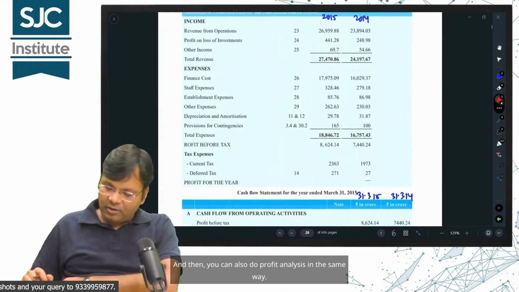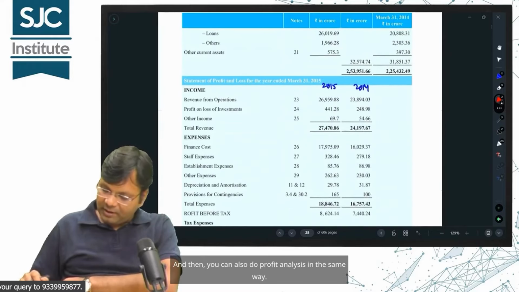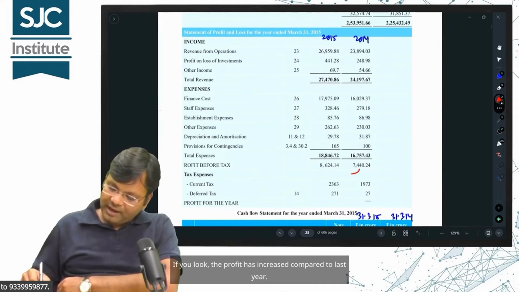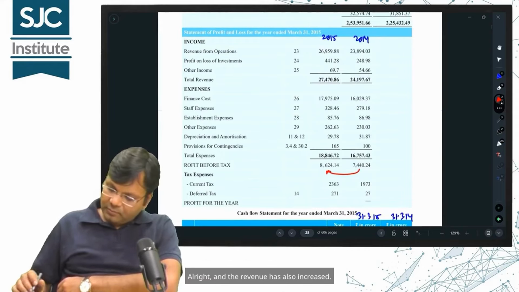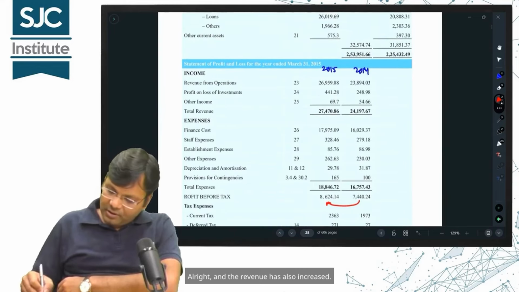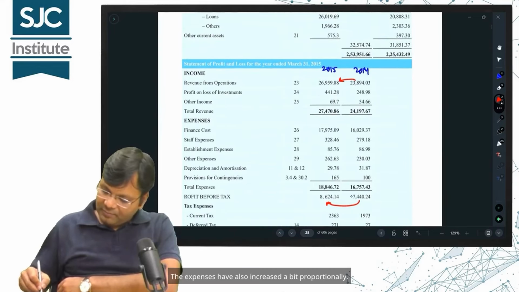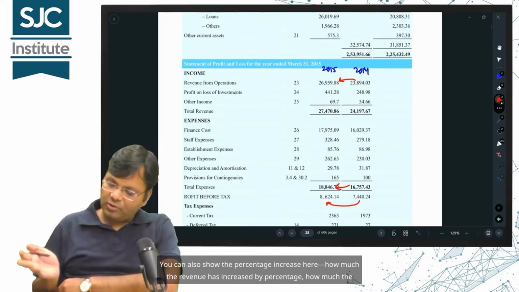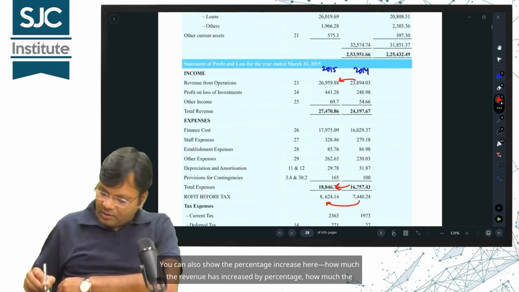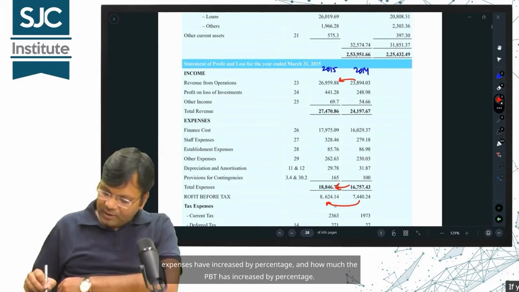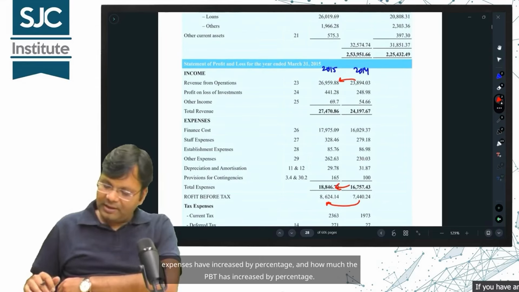And then, you can also do profit analysis in the same way. If you look, the profit has increased compared to last year. PBT has gone up, and the revenue has also increased. The expenses have also increased a bit proportionally. You can also show the percentage increase here: how much the revenue has increased by percentage, how much the expenses have increased by percentage, and how much the PBT has increased by percentage.